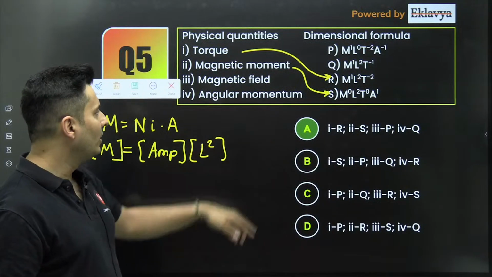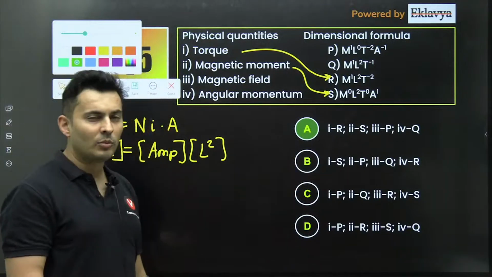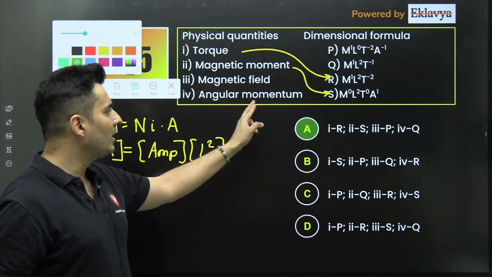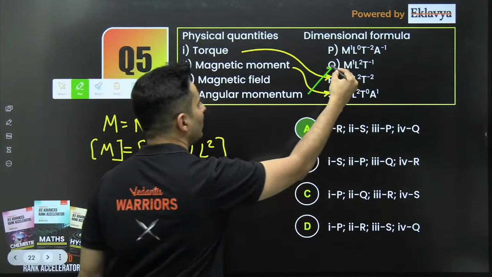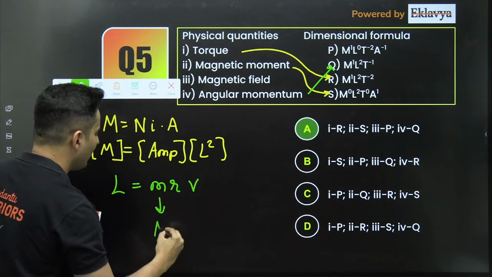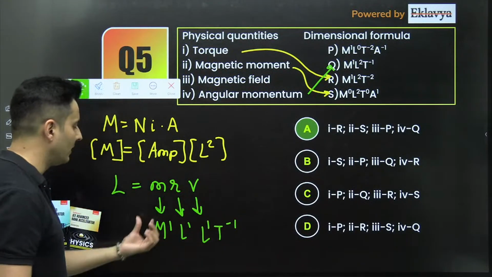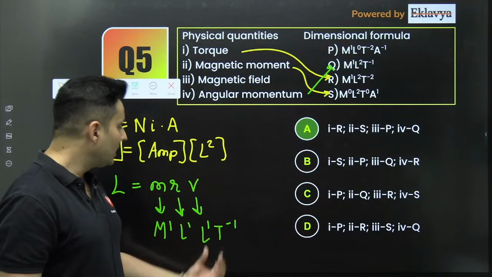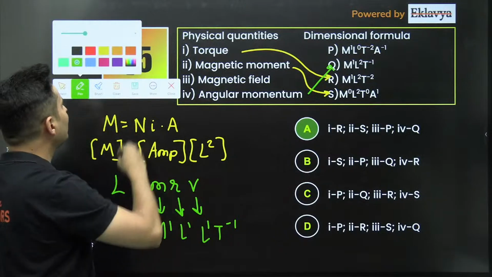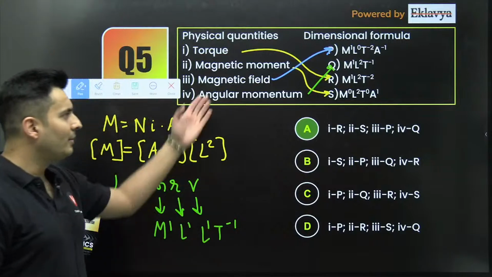Magnetic field and angular momentum. Even if you get for angular momentum, your job is done for the remaining part. So guys, angular momentum, see if it goes with Q. Angular momentum is m r v. This is having M raised to 1. This is having L raised to 1. This is having L raised to 1, T raised to minus 1. So M raised to 1, L raised to 2, T raised to minus 1. So obviously the remaining part will be for the magnetic field.